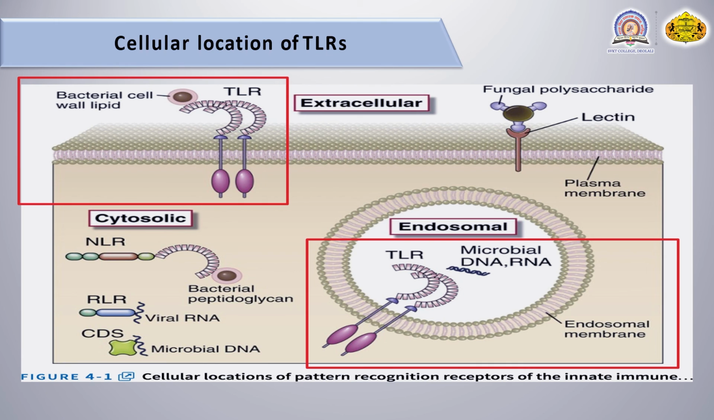Or there are the endosomal type of TLRs, where in the endosomes of the phagocytic cells, the digested microbial cell parts, such as DNA, RNA, or other structures, are present. These endosomal TLRs interact with them.